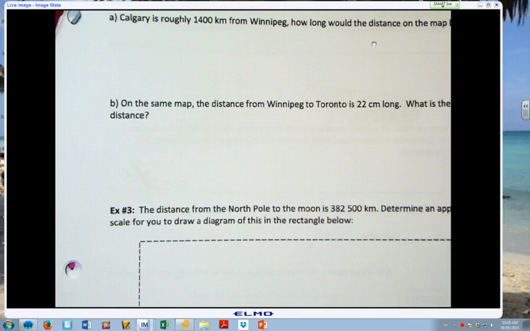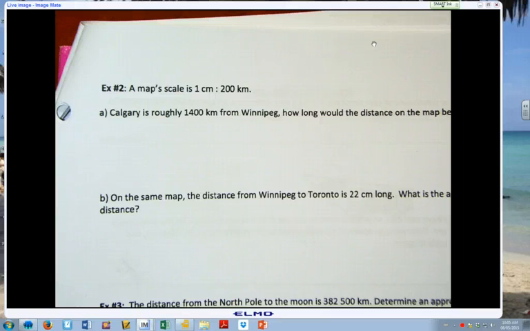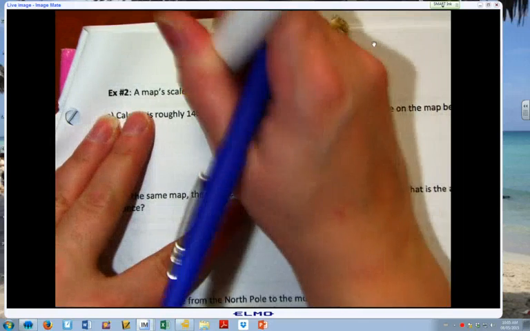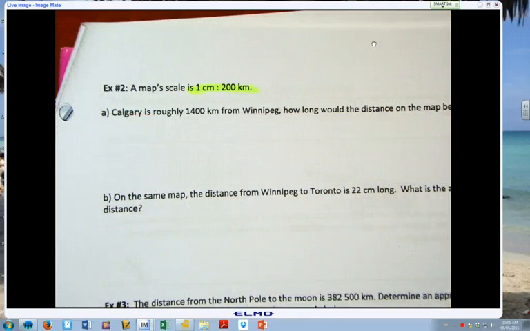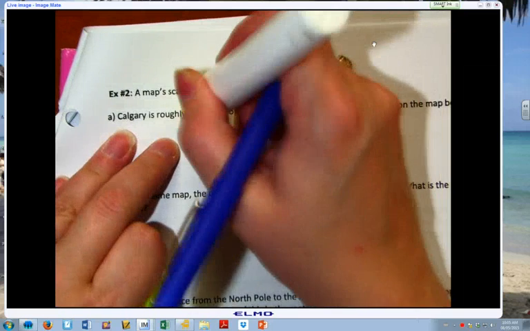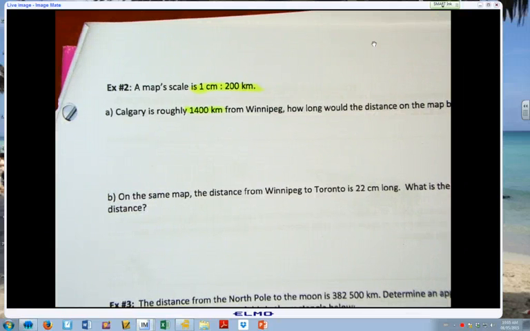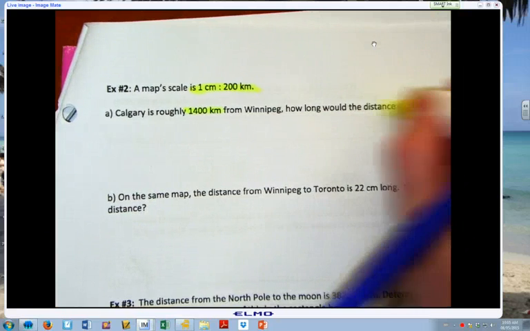Number 2, this one time instead of giving you the map, they're just giving you the scale outright. These are the easier kinds of questions because you don't have to measure. They're telling you this particular map that we don't even have in front of us is 1 centimeter for every 200 kilometers. Calgary is roughly 1,400 kilometers from Winnipeg. How long would the distance be on the map?